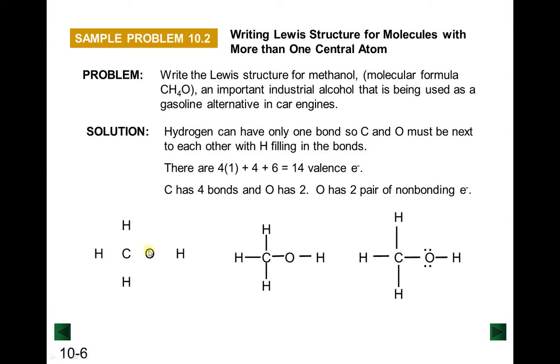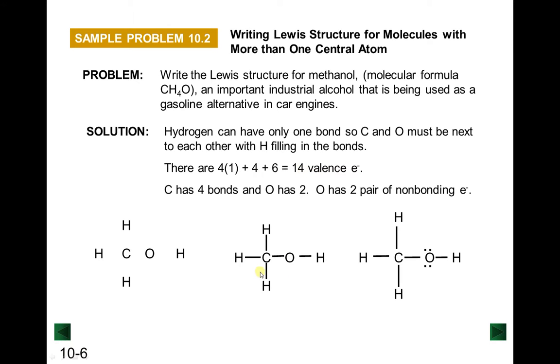So knowing that your carbon usually has 4 bonds, your oxygen has 2 bonds, and your nitrogen has 3, a possible arrangement would be something like this one here. Now the next thing you do is you account for all the valence electrons.